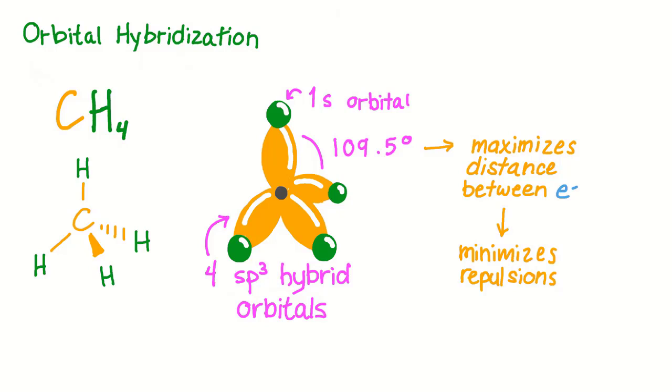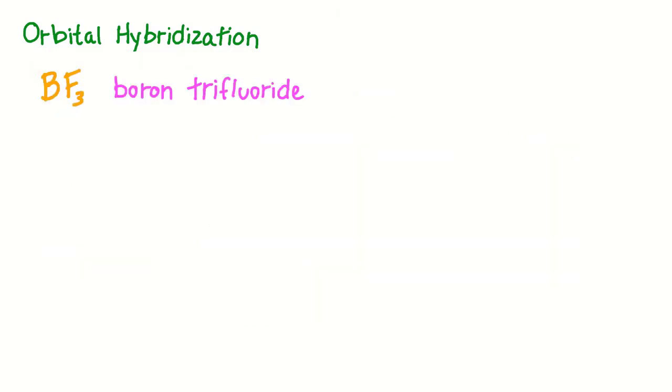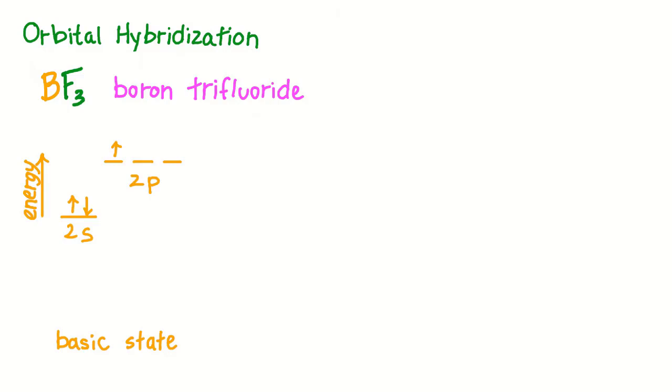Now let's take a look at how orbitals hybridize in a different molecule, this time boron trifluoride. This is the ground state electron configuration for boron's valence electrons. There are electrons in the 2s and one of the 2p atomic orbitals.